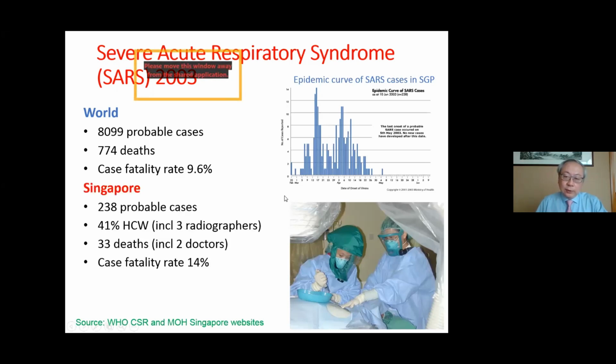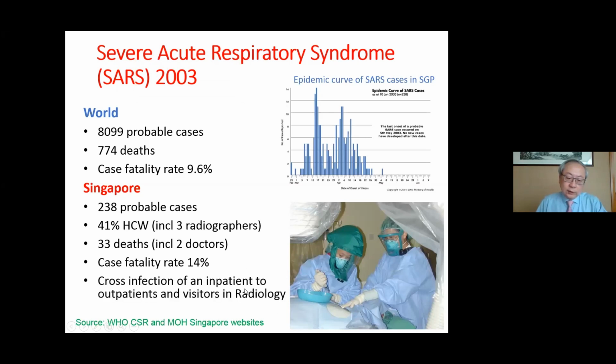However, Singapore was one of the countries that was badly affected by SARS. Although we only had 200-over cases, close to 41% of these patients were actually healthcare workers, and this included 3 radiographers. There were 33 deaths, and they included healthcare workers, including 2 doctors, 1 medical officer, and a vascular surgeon. So the case fatality rate for Singapore is actually higher than the world average.